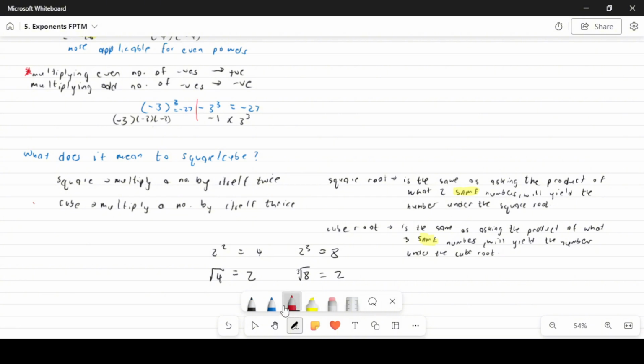Just as additional information, the number under the cube root or the square root is called the radicand. That's a term that we will use next year.